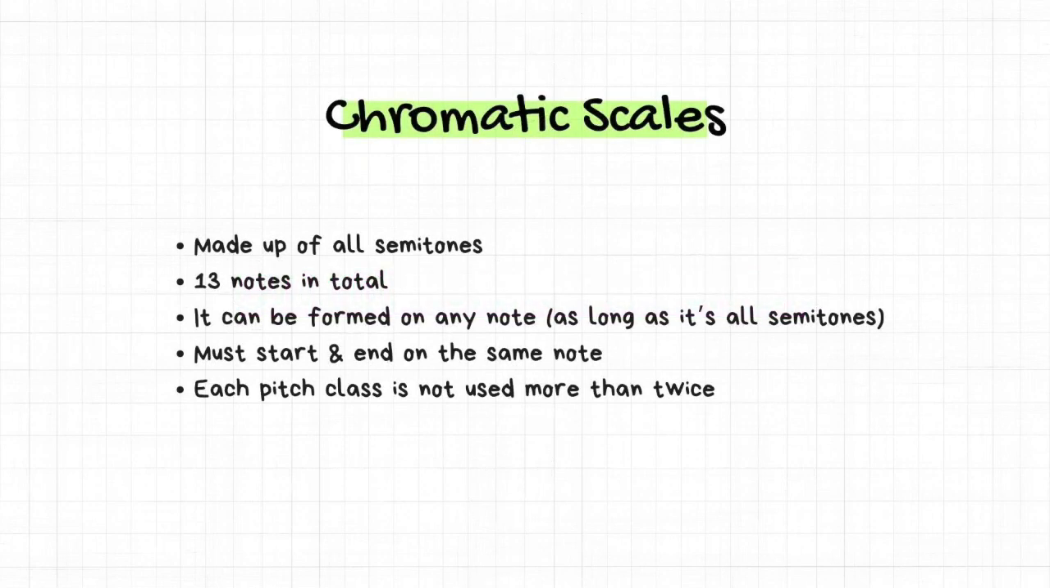Chromatic scale is made up of all semitones, and there are 13 notes in total. It can be formed on any note as long as it's all semitones. It must start and end on the same note. Each pitch class is not used more than twice.